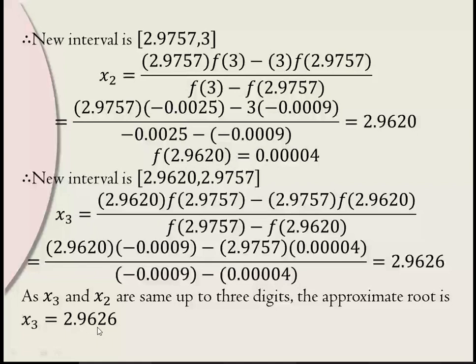Again, this method depends on a single formula: xn plus 1 equals xn minus 1 into f of xn, minus xn into f of xn minus 1, divided by f of xn minus f of xn minus 1. Using that formula, every time taking the new two values to get the interval, simplify it and check for which two iterations the values are the same. According to that, we have to do the simplification. Now consider the next problem.